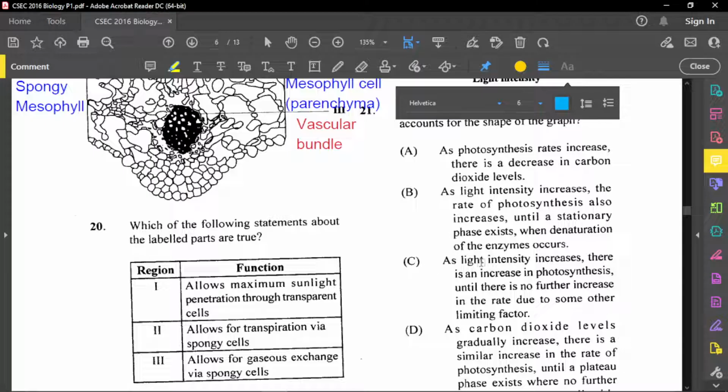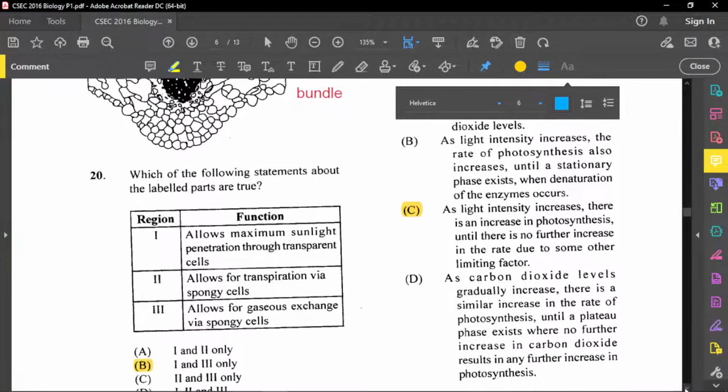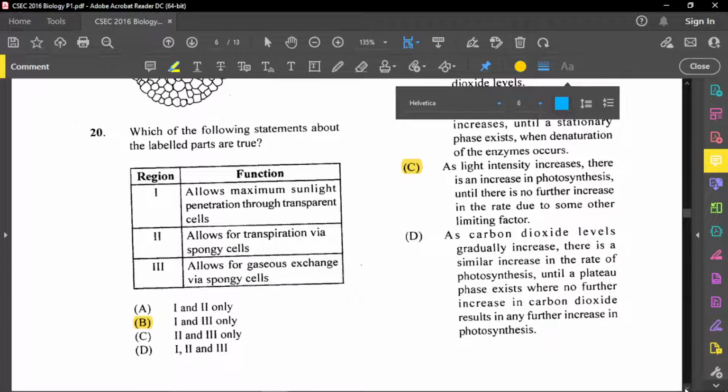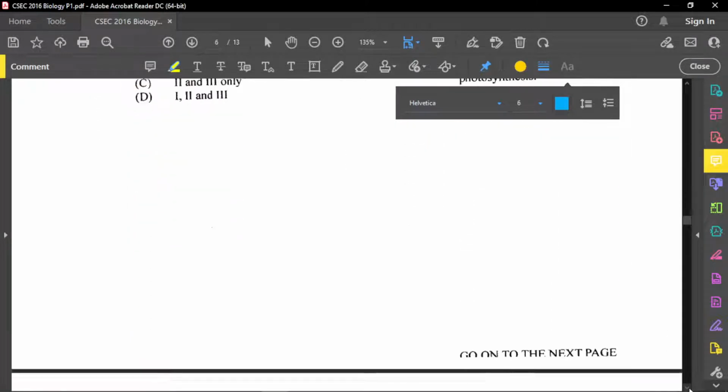Now for C, it says as light intensity increases, there is an increase in photosynthesis until there is no further increase in the rate due to some other limiting factor. So yeah, C is a good choice. And look at D. It says carbon dioxide levels gradually increase. That's not even referred to in the graph. So yeah, C is the answer.